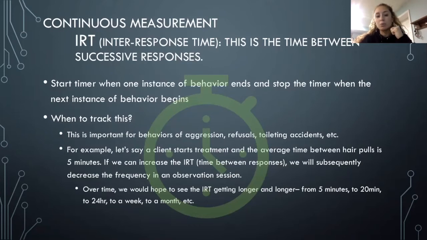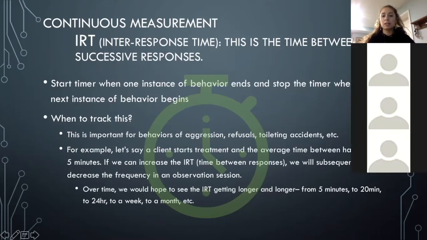The reason that this is important to track is because hopefully with different interventions, we'll start seeing that time between responses increase. So hopefully we're getting it from every 5 seconds to 5 minutes to 20 minutes in between responses, to 24 hours between responses, to a week, to a month, etc. Does that make sense?